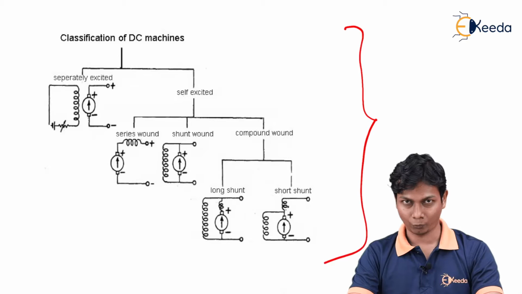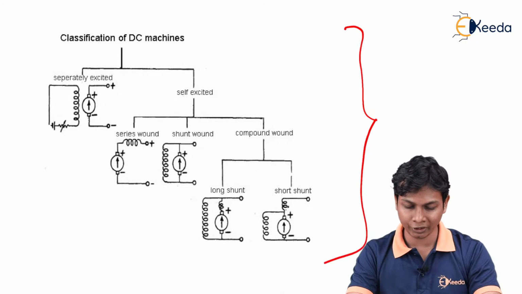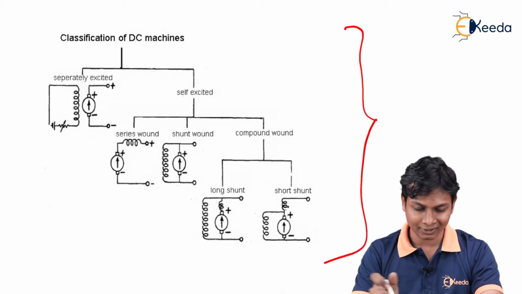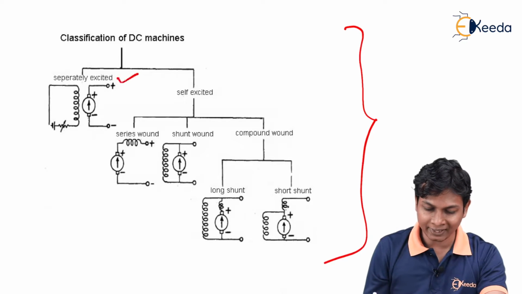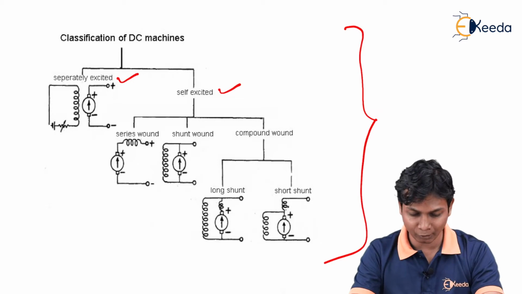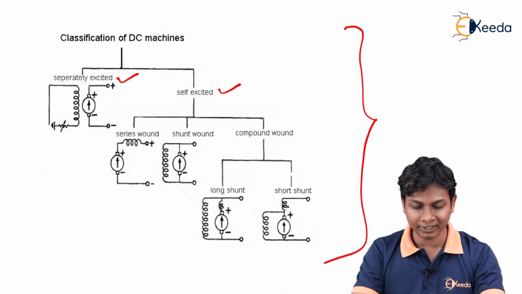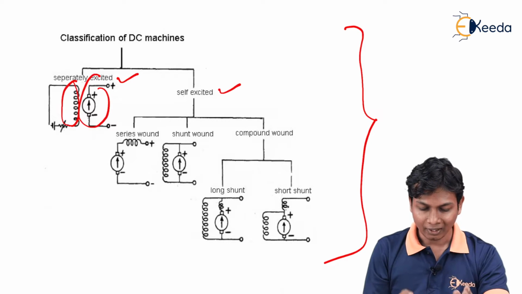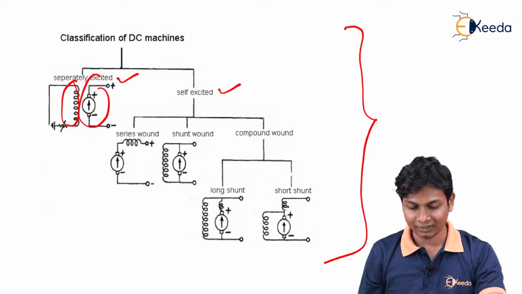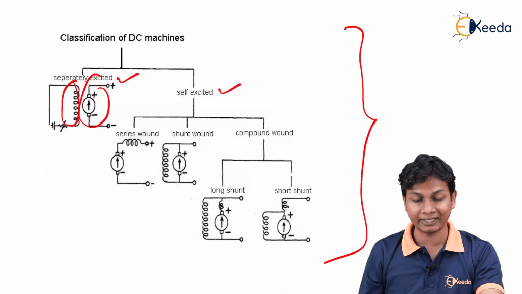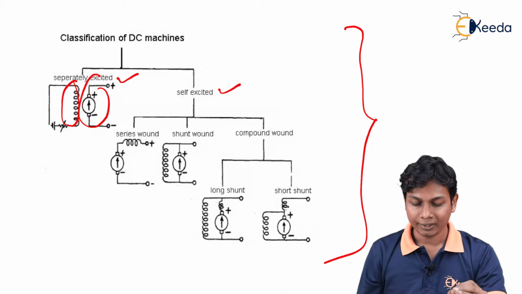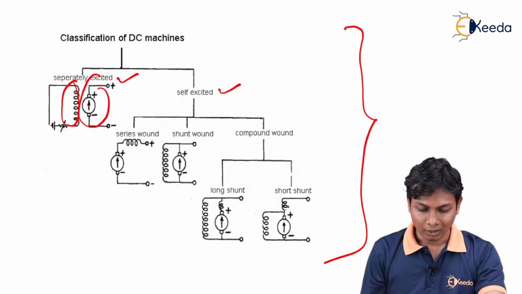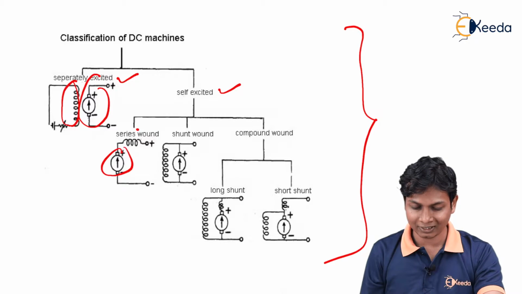So we'll revise one by one. A DC machine is broadly categorized into separately excited and self-excited DC machines. In the separately excited DC machine, the armature winding and the field winding are separated into two parts, and that's why it is a separately excited DC machine. In a self-excited DC machine, the armature winding and the field winding are connected in series, that's why it is a series wound DC motor.